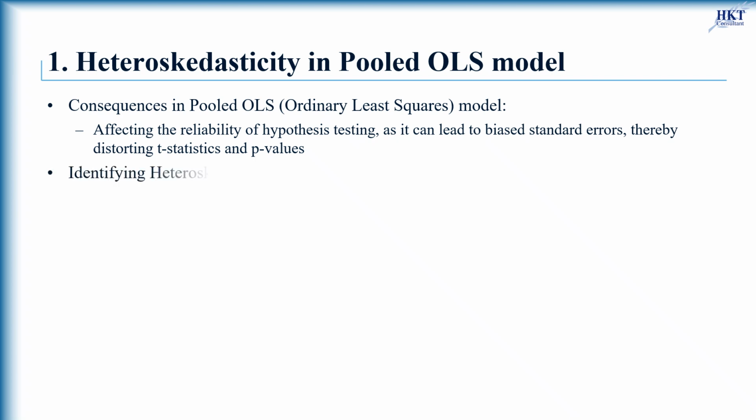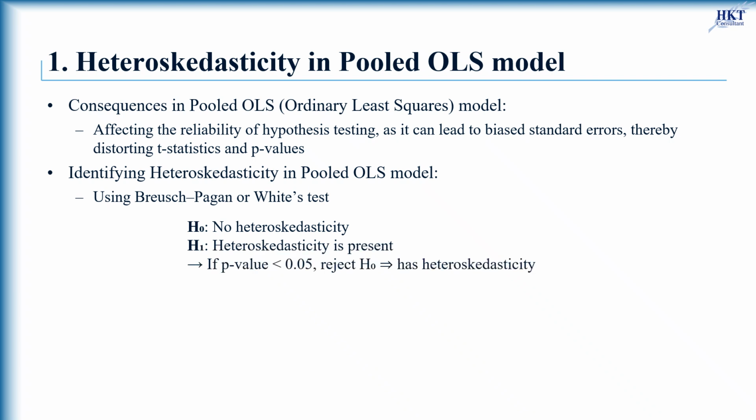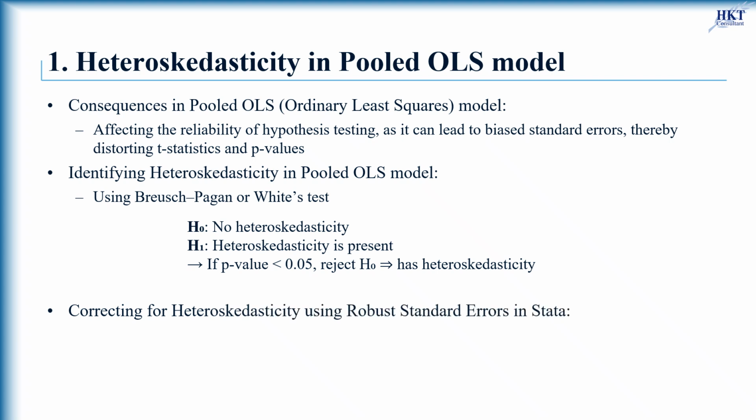To identify heteroskedasticity in OLS models, we can apply the Breusch Pagan test or White's test. In general, heteroskedasticity tests are based on the null hypothesis that there is no heteroskedasticity, against the alternative hypothesis that heteroskedasticity is present. In cases where heteroskedasticity is detected, the simplest and most widely used correction involves estimating robust standard errors. Specifically, in Stata, this can be implemented by using the robust option when estimating pooled OLS model.